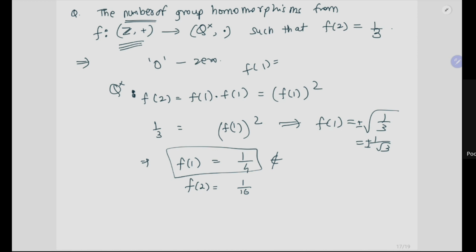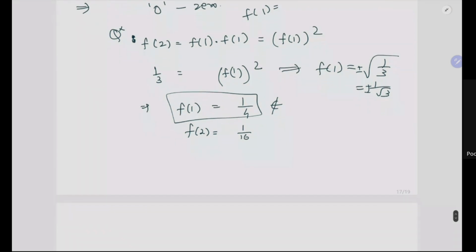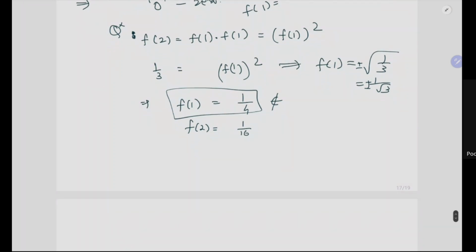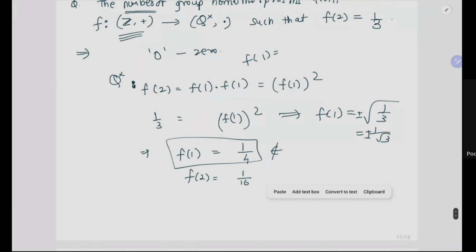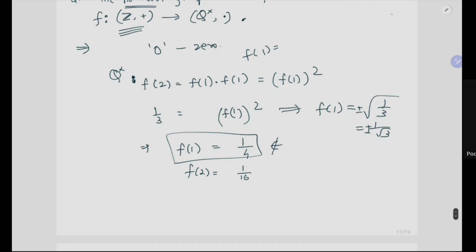Can you give, in general, how many group homomorphisms are there from Z to Q? I mean Q star. Not restricted by this kind of condition. Okay. And I would say there are infinitely many.